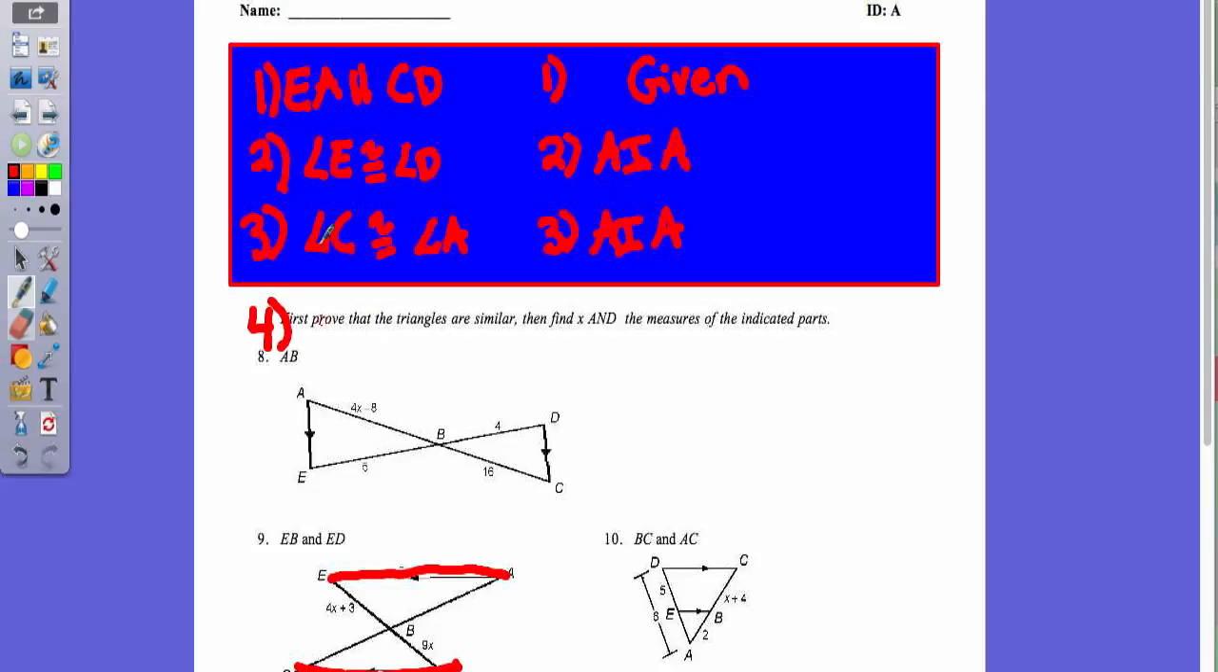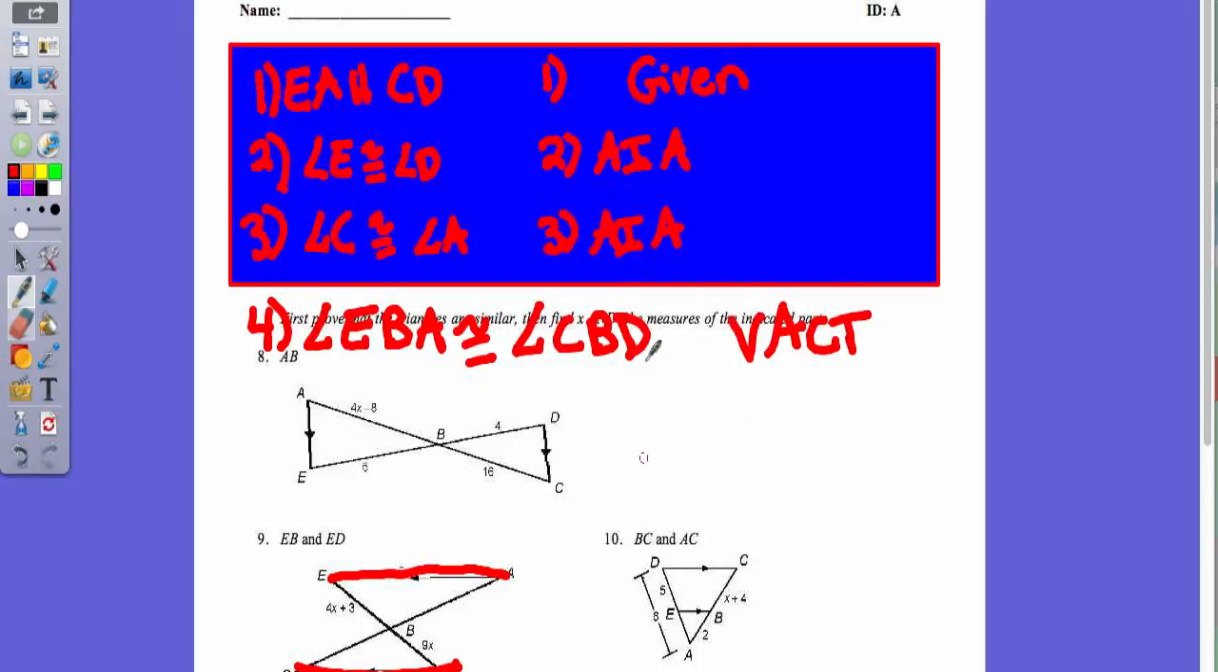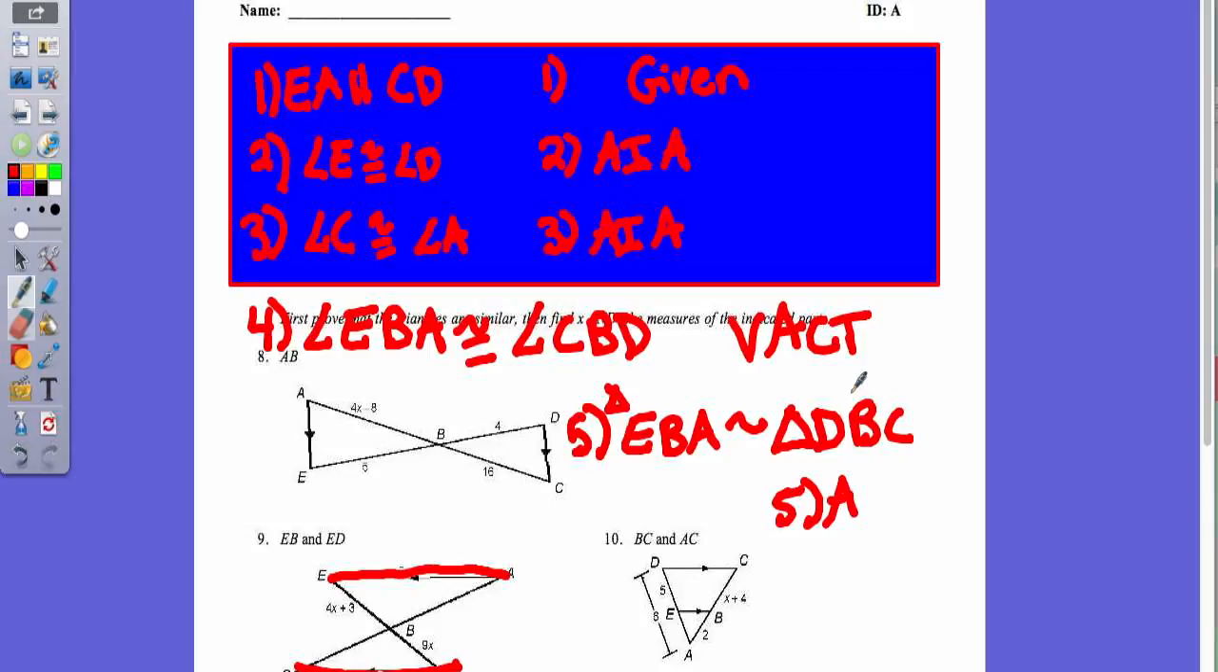I can also say angle EBA is congruent to angle CBD by the vertical angles congruence theorem, correct? Now I'm going to say triangle EBA, and I should have a little triangle symbol here, is similar. E corresponded to D, B to B, A to C. And that's by angle similarity.